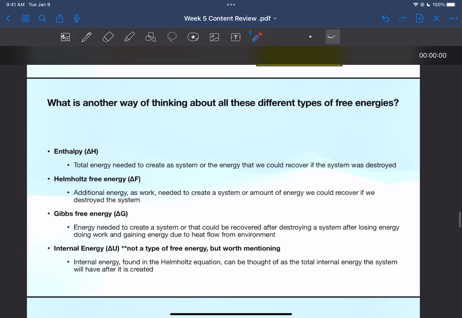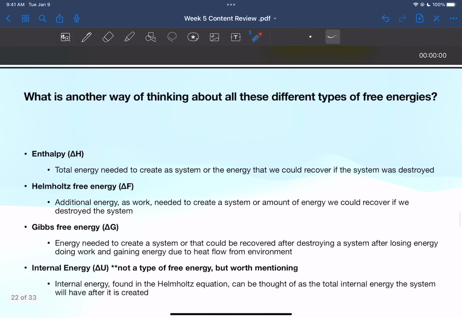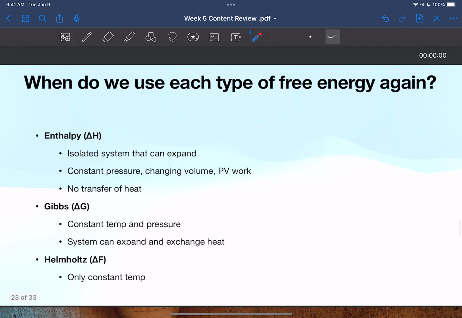But yeah, that's about it for how those free energies and how internal energy is defined in different ways in the book as well. Now, this is a recap of when we use each type of free energy.